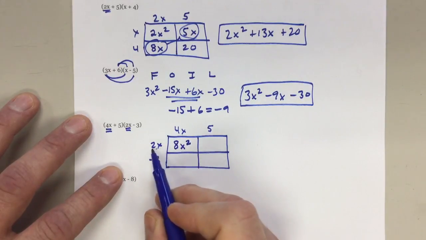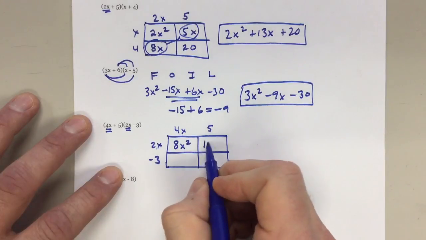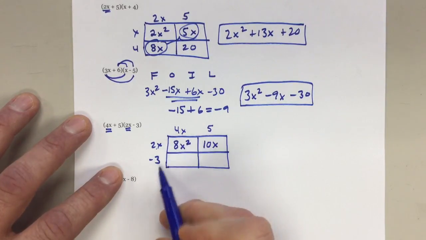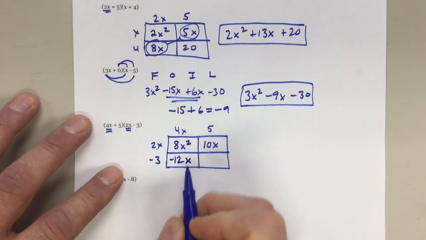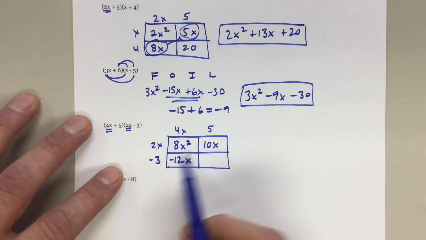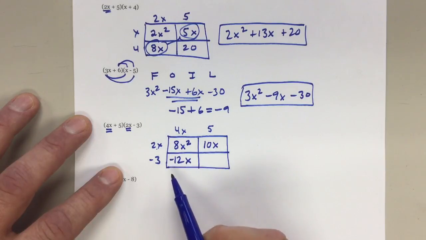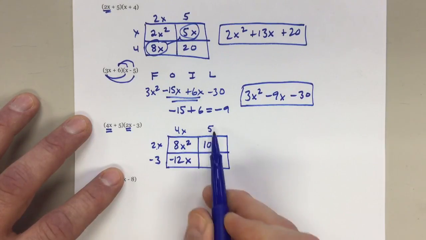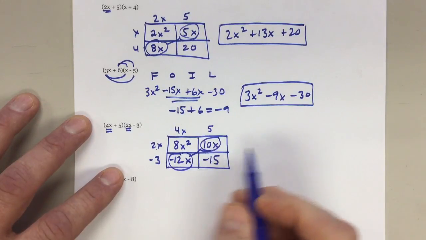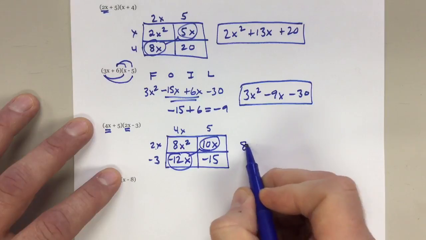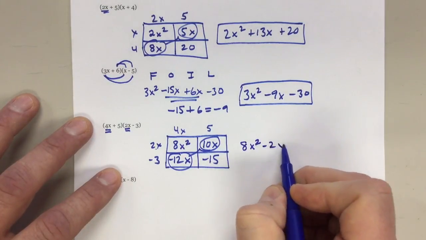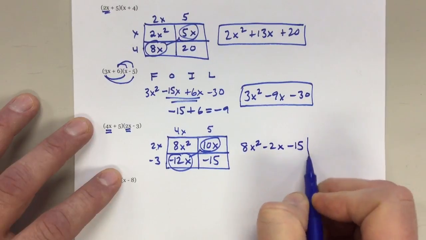2x times 5, I'm going to multiply the 2 and the 5, makes 10x. Here I'm going to multiply the 4 and the negative 3 and bring the x with it, so that's negative 12x. Notice those aren't squared because there's not an x term to multiply with this x. And negative 3 times 5 is negative 15. Again, we have diagonals that are like terms. So negative 12x and 10x leaves me with negative 2x minus 15.